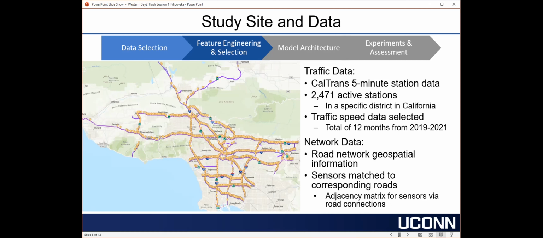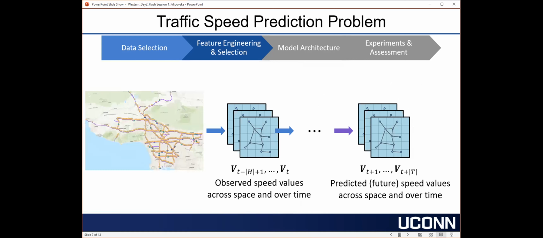And then the network data comes from just the geospatial information of the road network, which we then match the sensor locations onto, and then construct the network connectivity or the station connectivity network. So what we want to then do is construct the observations of the speeds on the network for a given time stamp, and then have them observed over a period of time. So we get a sort of three-dimensional observation of the data. And then we want to do the same in terms of prediction, but for a prediction horizon.